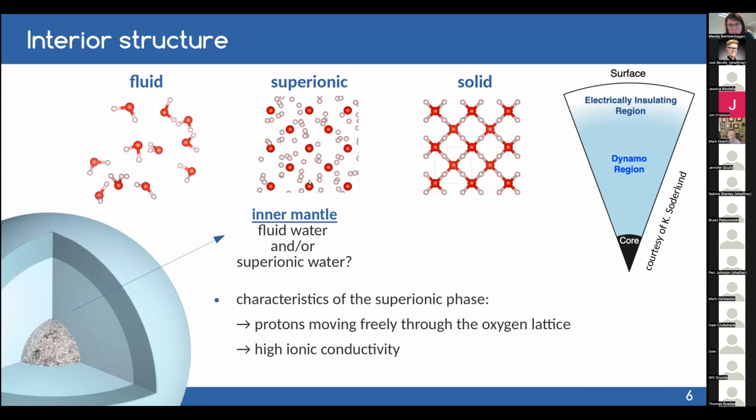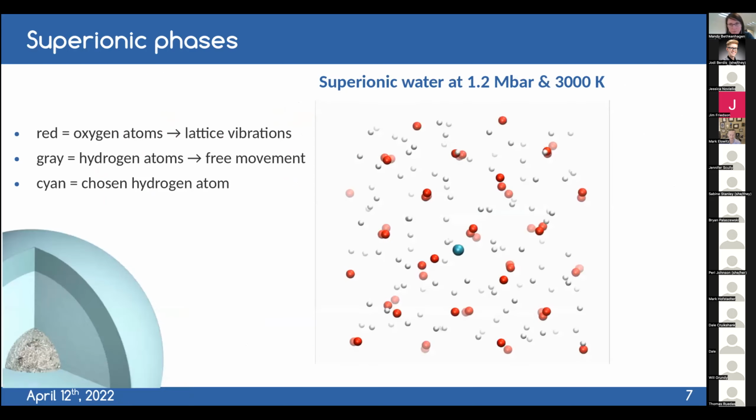What is that? So basically it's a lattice of heavy oxygen ions, and then we have hydrogen ions almost freely diffusing through that. This is a kind of funny state of matter, which doesn't really occur in a lot of systems. Usually it is found in systems that have a large charge transfer. And what's particularly important here is the high ionic conductivity, because in order to create a dynamo action, we need some conducting material. And that's why we're so interested in the properties of this phase.